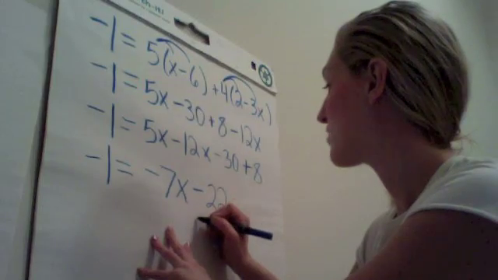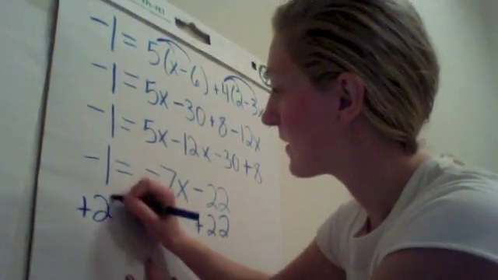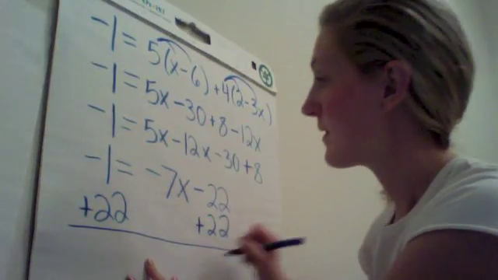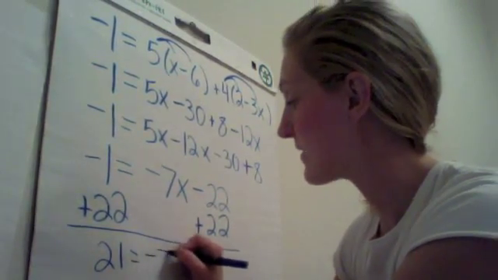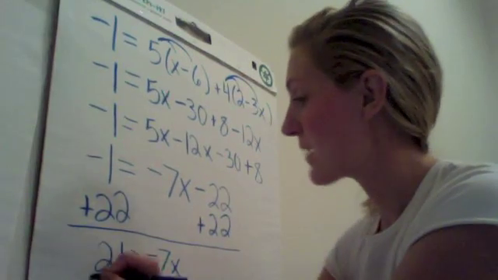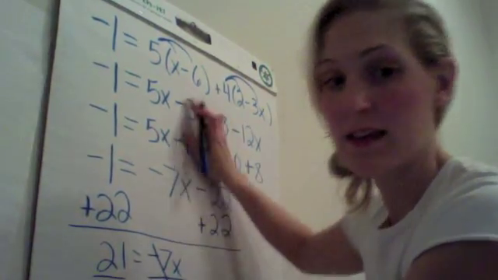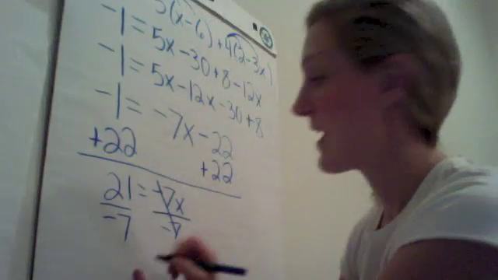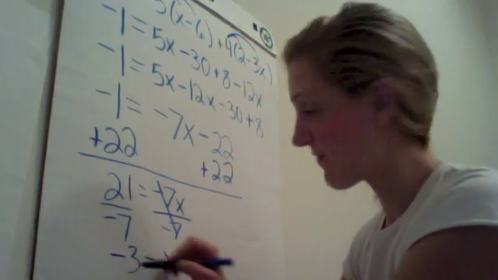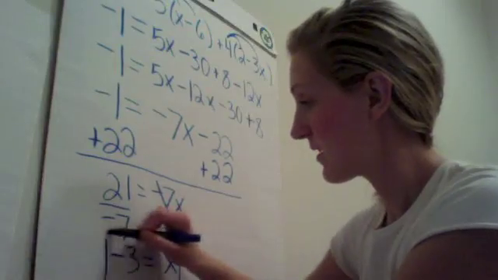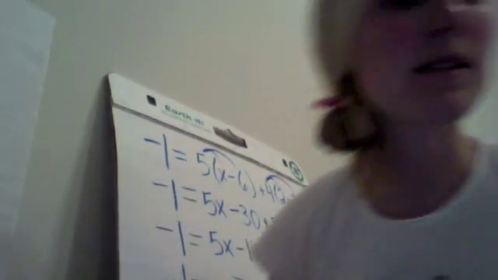Now, I'm going to add 22 to both sides. That will give me positive 21 equals negative 7x. I will divide by negative 7 on both sides, giving me negative 3 equals x. That's my final answer.